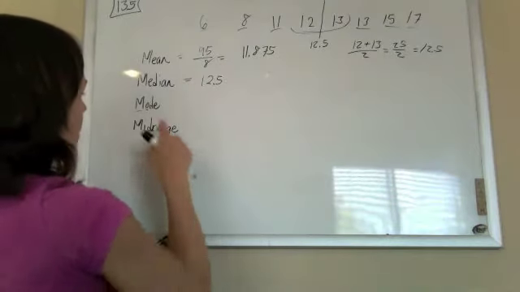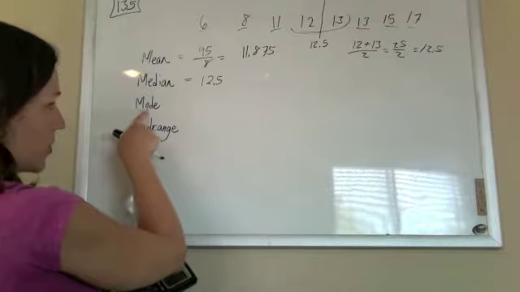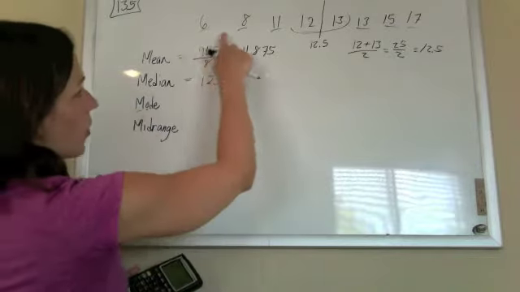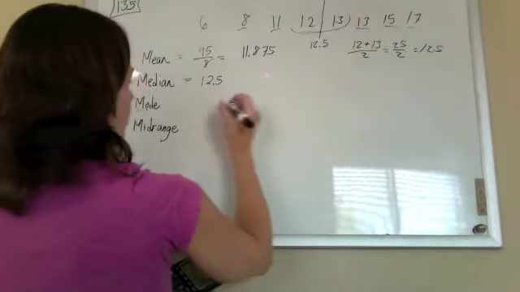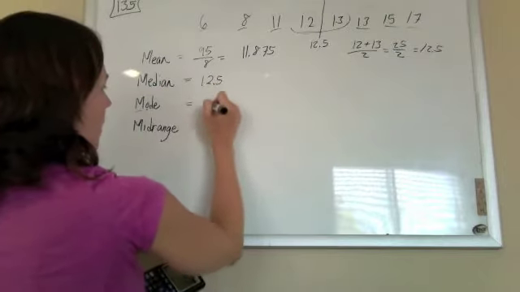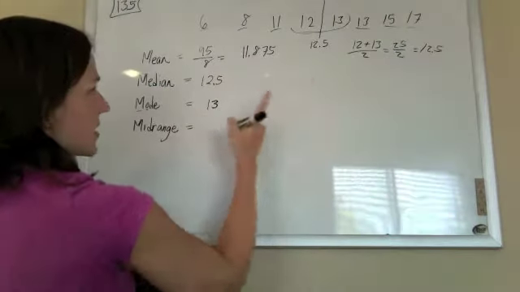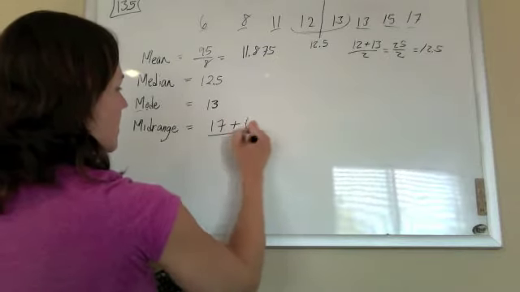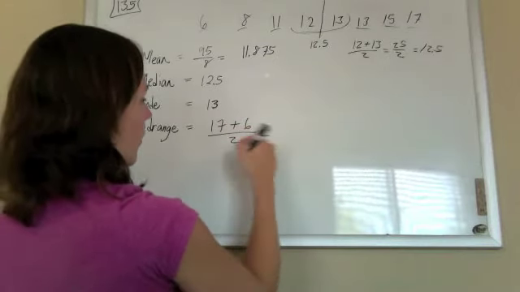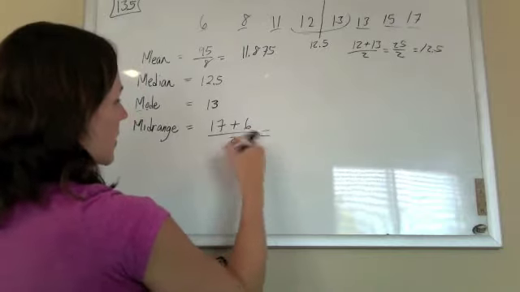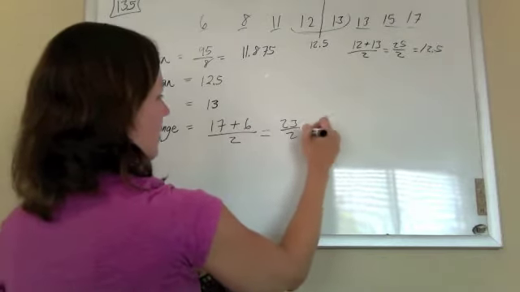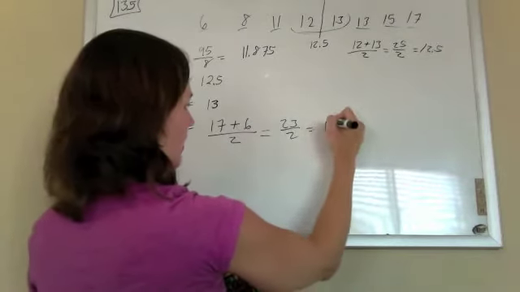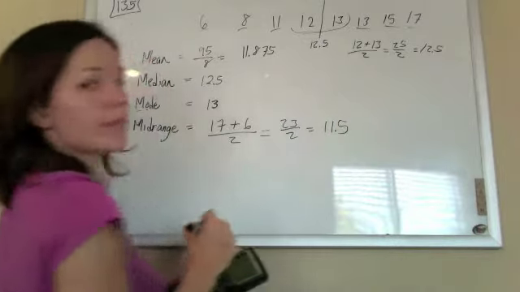12.5. Our mode is the number that occurs the most often. So looks like it's the 13 here. There's 2 of those. And then the mid-range is the highest plus the lowest. So the 17 plus the 6 divided by 2, always. So highest plus lowest divided by 2. 23 divided by 2 is 11.5. There we go.